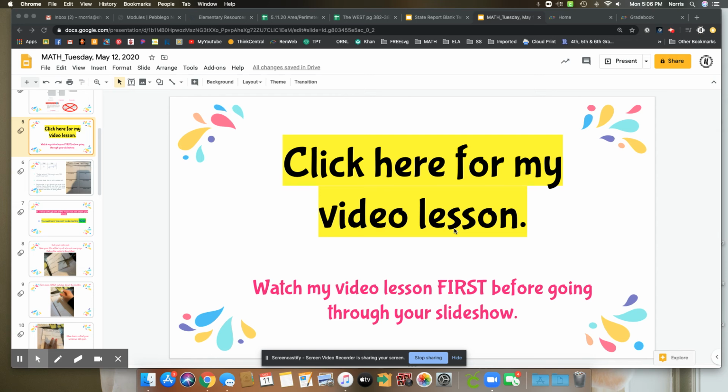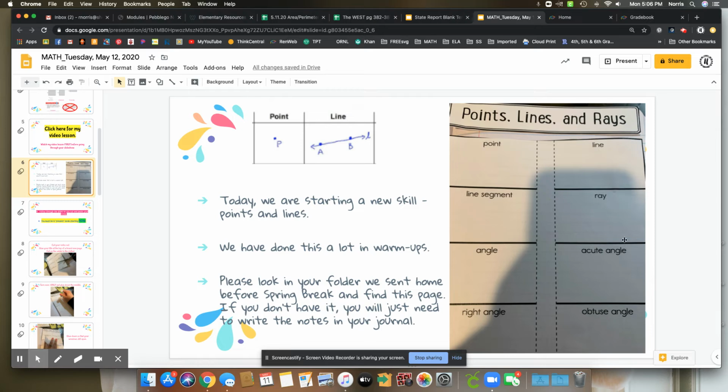Hey everybody. Okay, so today we're going to start a new skill. I say new because I haven't taught it to you. However, we have seen it on warm-ups. Okay, so I want you to find this piece of note in your folder that we sent home before spring break. Okay, and then I'm going to walk you through how to cut it.